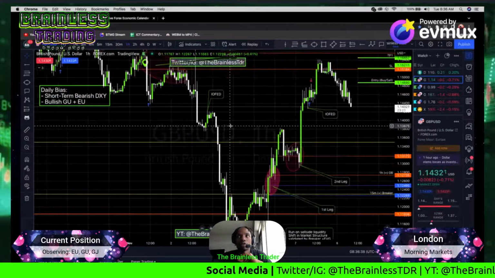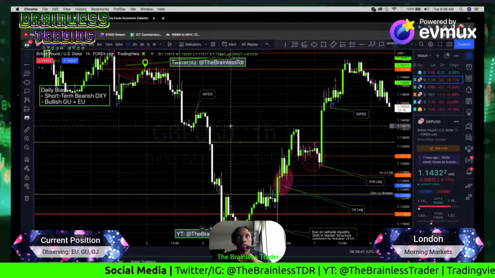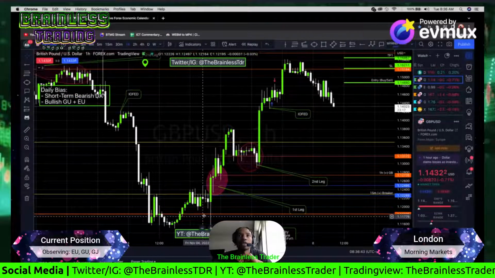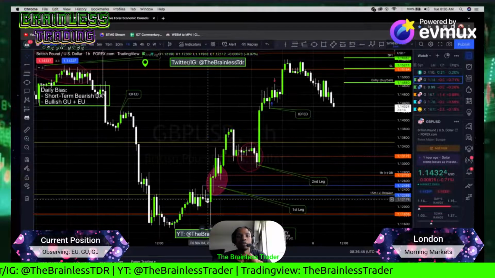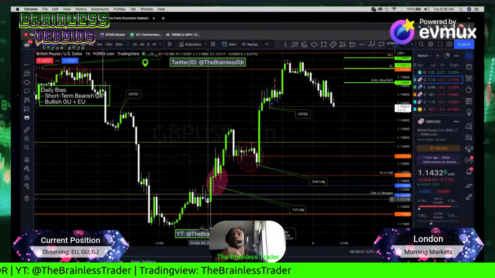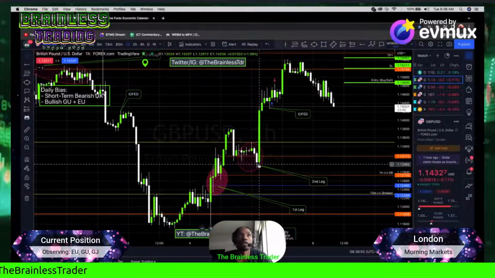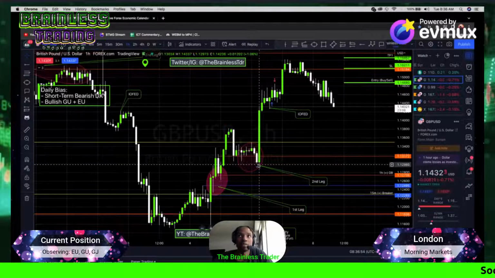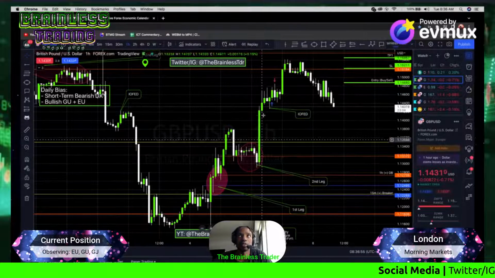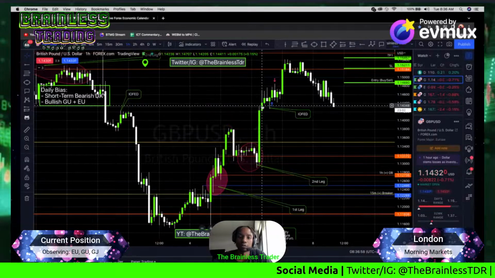So I have the first leg already formed. I'm anticipating the second leg. All of this is upstream of the breaker. I know the breaker's already happened, so then I can start looking at it in terms of the market maker buy model. If I get the second leg, I know that this is going to be a larger price run. Price is going to give me at least 50-something pips.